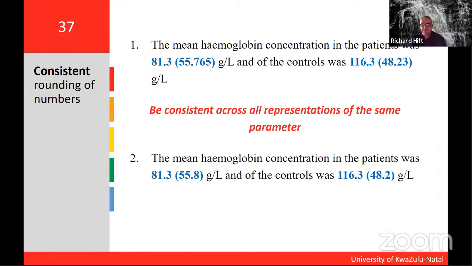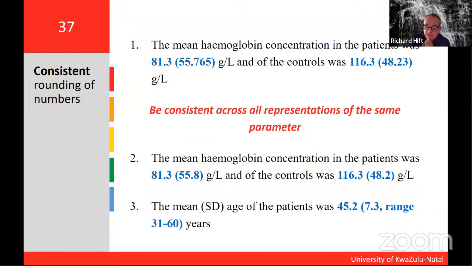I've done that there. 81.3, standard deviation 55.8. 116.3, standard deviation 48.2. There are exceptions. The mean age of the patients was 45.2, standard deviation 7.3, one decimal place. Range 31 to 60, no decimal places.